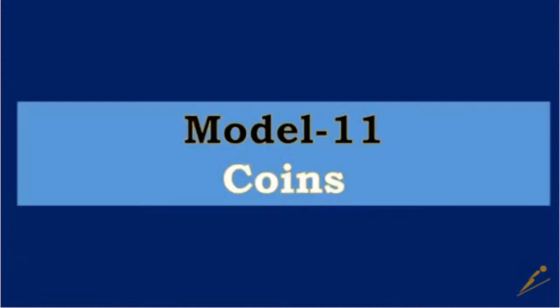Model 11. Coins. Example 1. A bag contains a certain number of coins of rupees 1, 50 paise, and 25 paise in a ratio of 7:8:4. If there are rupees 360 in the bag, then calculate the number of coins of 25 paise.